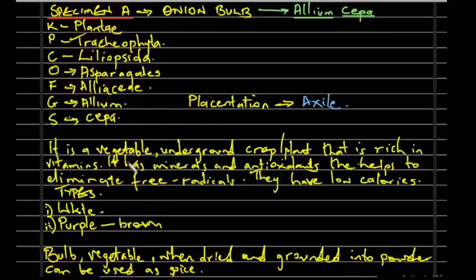Now, for this particular crop, it is a vegetable. That is what you are seeing here. It is a vegetable, and it is also an underground crop plant. It actually stores its food underground, and so it is very rich in vitamins. This particular crop is very rich in vitamins. It has so many minerals in them, minerals that even have antioxidant effects that help to eliminate free radicals from the body. They have low calories. Yes, this particular specimen has limited calories in it.